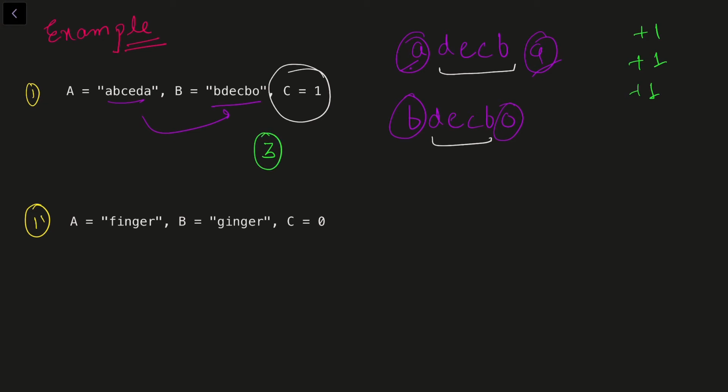Now if I talk about the second example, I have 2 strings here again, and we can see that only the first character is different in both the strings, so I just need 1 operation here. Okay, so in this case our answer is 1. Now let us move on to see the solution to this problem.